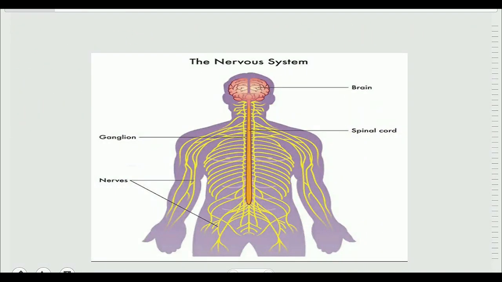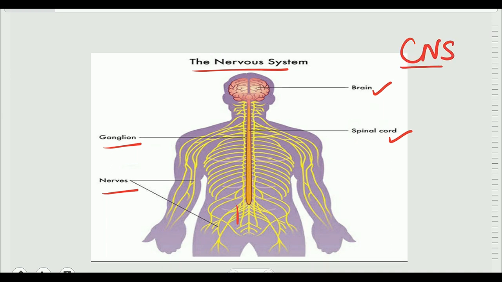Look at here. This diagram shows us the parts of the nervous system. It consists of brain, spinal cord, the ganglions, and the peripheral nerves along with the plexus. The nervous system is divided into a central nervous system and a peripheral nervous system. How will you make a simple concept, what is the central nervous system and the peripheral nervous system?